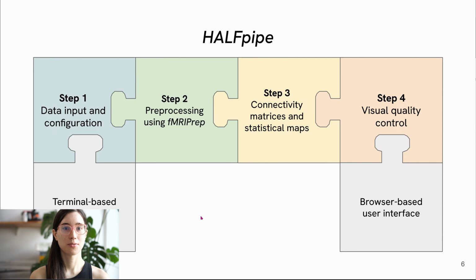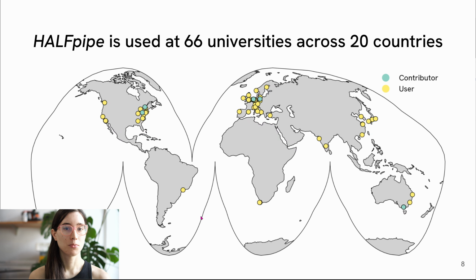So these are the 4 steps of HALFpipe processing. And I'm really happy to say that there's been a number of users that have adopted HALFpipe over the years, and that we even have gained some contributors from the community who have sent us code and helped us out with development. Because HALFpipe is an open source project, and we are very much open to contributions from the community.